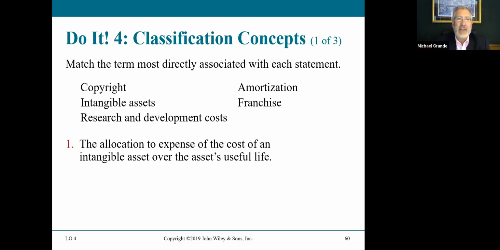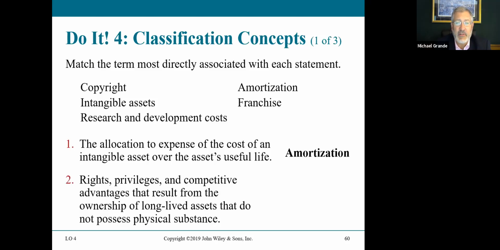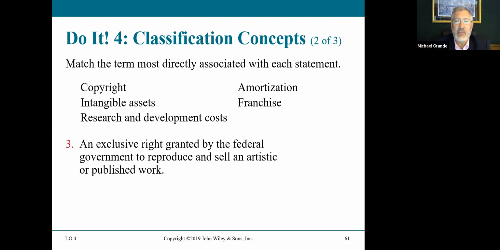Let's look at an example. Match the term most directly associated with each statement. Number one, the allocation to expense of the cost of an intangible asset over its useful life. Of course, amortization. Rights, privileges, and competitive advantages that result from the ownership of long-lived assets that do not possess physical substance, right? Intangible assets. An exclusive right granted by the federal government to reproduce and sell an artistic or published work. Copyright.